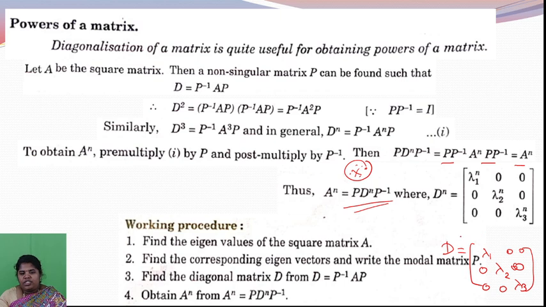Now the working procedure to obtain A power n. First find the eigenvalues and find the eigenvectors corresponding to the eigenvalues. Form the modal matrix P using the eigenvectors. Find the diagonal matrix using the expression P inverse AP and obtain D power n. Then the final step is to substitute in A power n equal to P D power n P inverse.